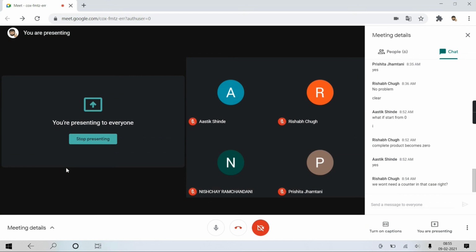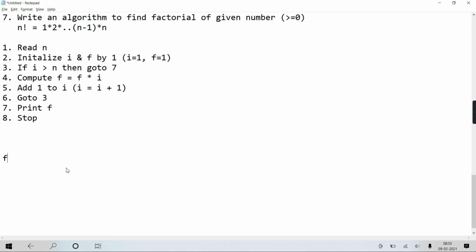But for multiplication you'll need it, no? Or you can do it this way, only n you'll decrease. He's saying we won't need a counter. So what you can do is multiply n only with f and decrease your n. Okay, he's saying f is equal to f into n, and every time I'll decrease n by 1, and I'll keep count on n only. It means I'll check whether n has become 0. But the only problem is your n will get lost in that case. n will disappear.